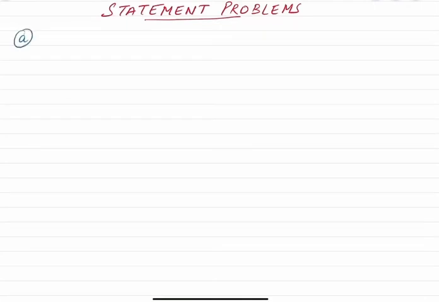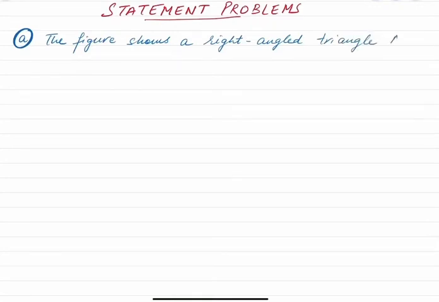Let's do the word problem related to the Pythagoras theorem. Suppose we are given a figure which shows a right angle triangle. We can name the triangle ABC. We have been asked to find some values, and since it's a right angle triangle, we can draw the 90-degree right angle.